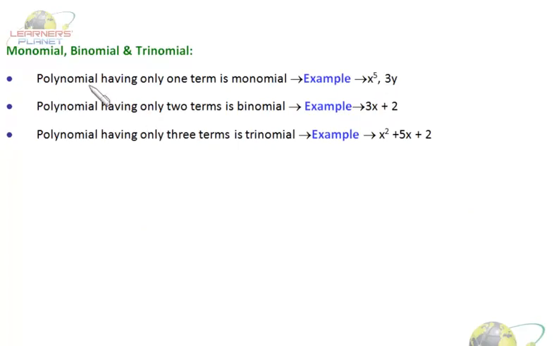Now friends, let's discuss the terms monomials, binomials and trinomials. A polynomial having only one term is a monomial. Here we see x raised to 5, 3y. This is a single term and this is also a single term. So these are known as monomials. In this case, there are two terms. 3x is one term and 2 is another term. So it's a combination of two terms, and we call it a binomial.